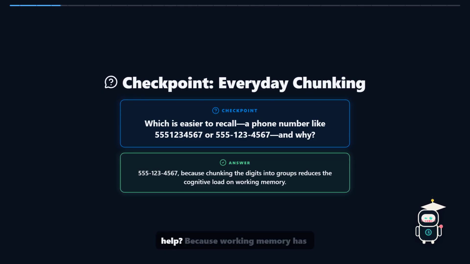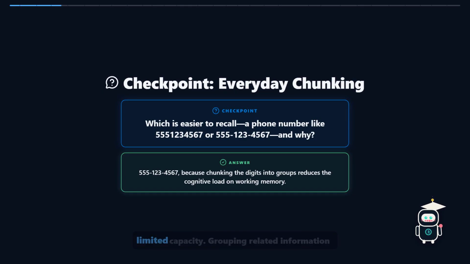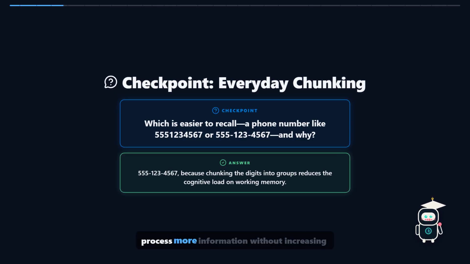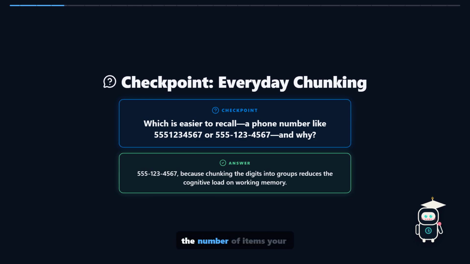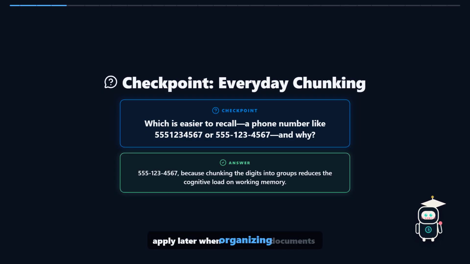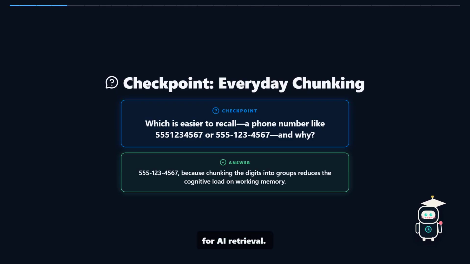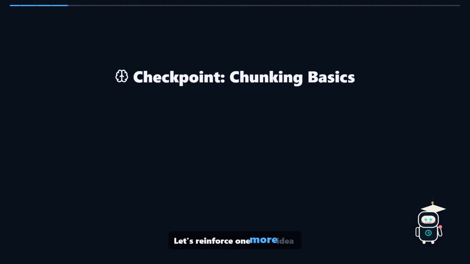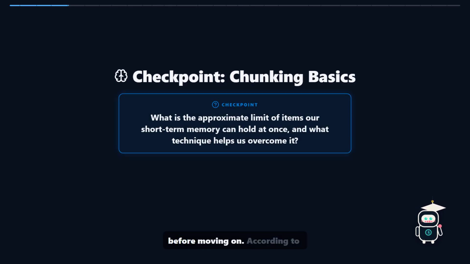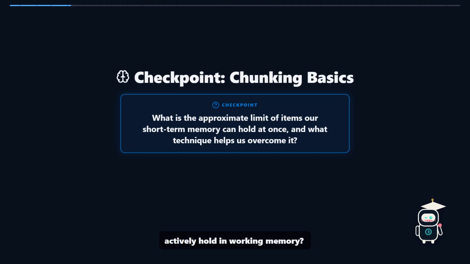Now here's the bigger question. Why does that help? Because working memory has limited capacity. Grouping related information into meaningful chunks lets you process more information without increasing the number of items your brain has to track. That's exactly the same principle we'll apply later when organizing documents for AI retrieval. Let's reinforce one more idea before moving on. According to George Miller's research, approximately how many chunks can most people actively hold in working memory?